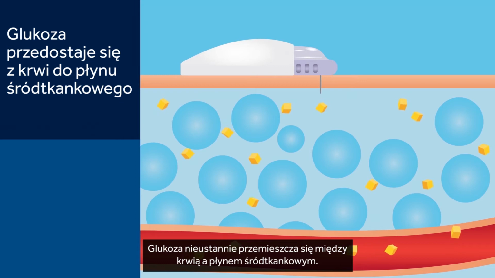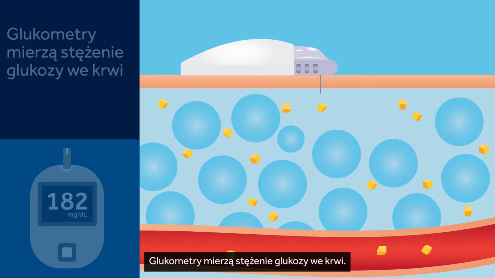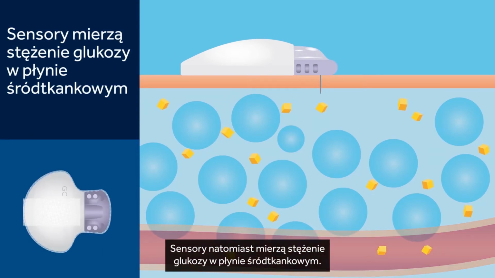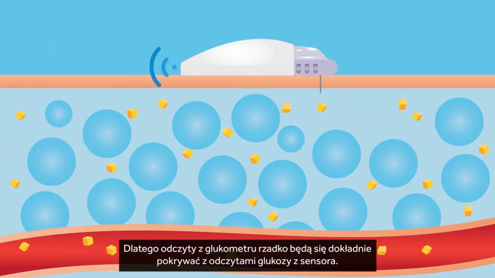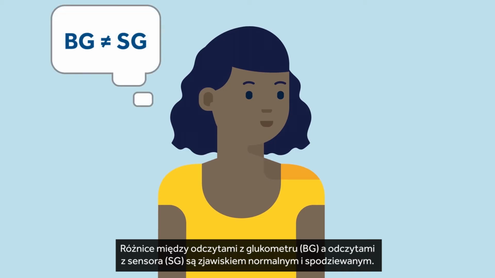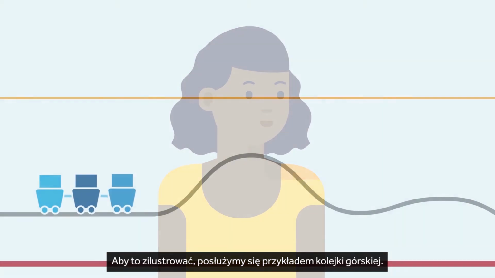Glucose is always moving between the blood and interstitial fluid. BG meters measure glucose levels in the blood, and sensors measure glucose levels in the interstitial fluid. This is why meter readings and glucose readings from your sensor will rarely be exactly the same. This difference between BG and SG is okay and should be expected. Let's see how a roller coaster can help illustrate this.